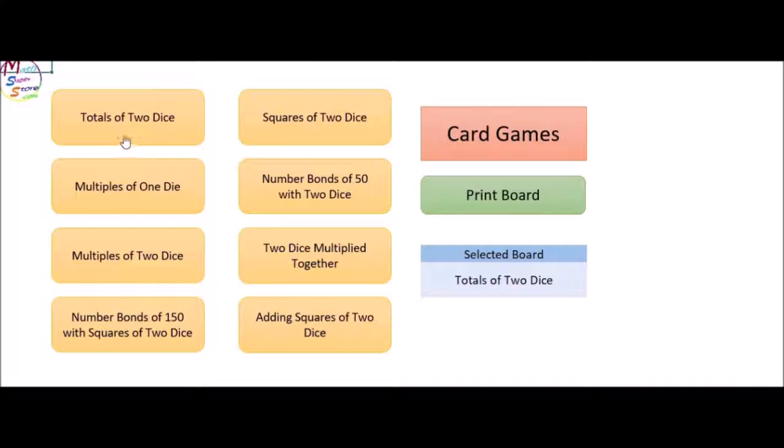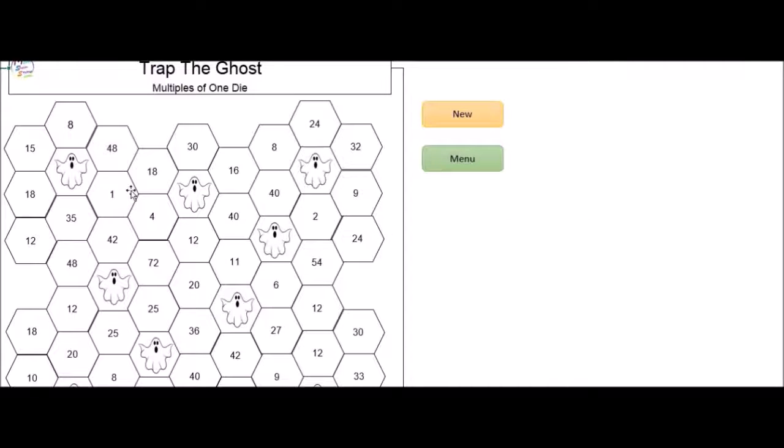Here we can have totals of two dice and multiples of one die. Now, multiples of one die, if we go to the print board game, here we have a number one. So if you set the rules as, if you roll one, number one has to be on the board. If it's not, then you cannot use it. You miss a go, because one is a factor of all the numbers.